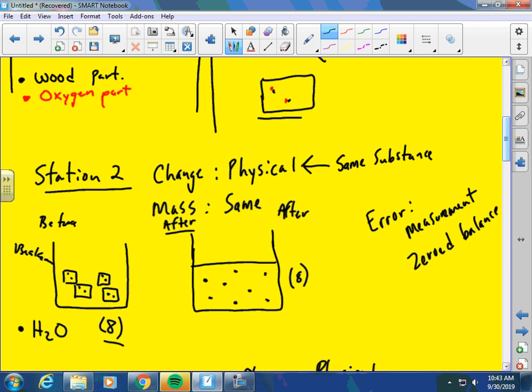Did we form a precipitate on that one? Not that one, right? What about station 3? That was steel wool pull apart. What kind of change would that be? Physical. All right. There's no evidence for a chemical change, right? So just a physical change. In station 3, all we did was change the shape of it. What do we expect the mass to do?